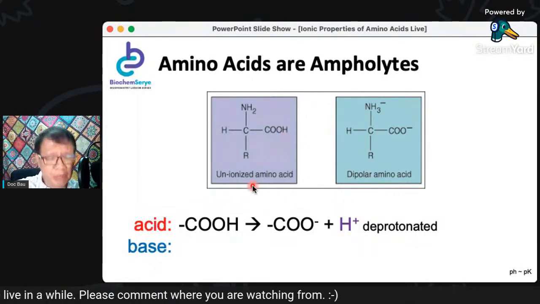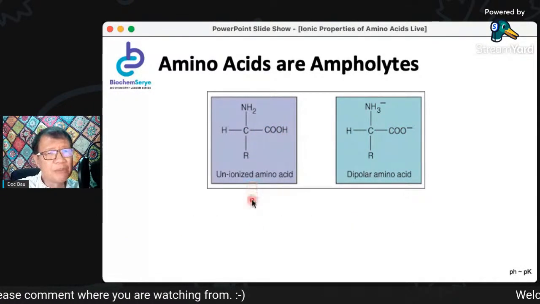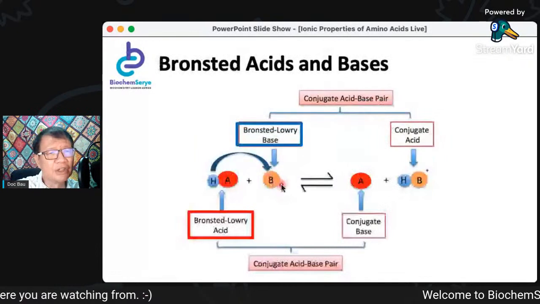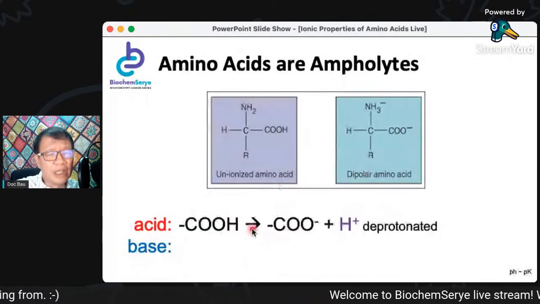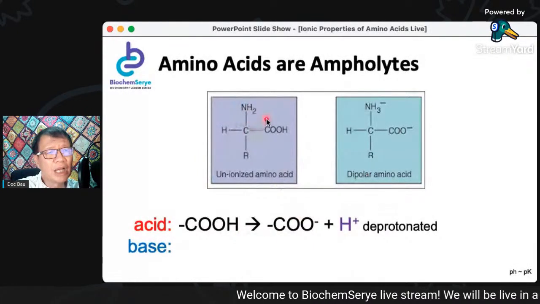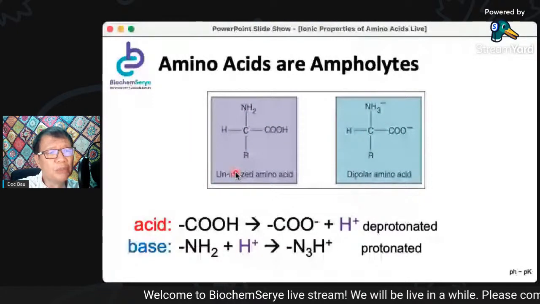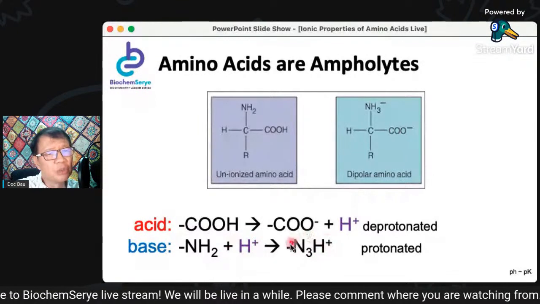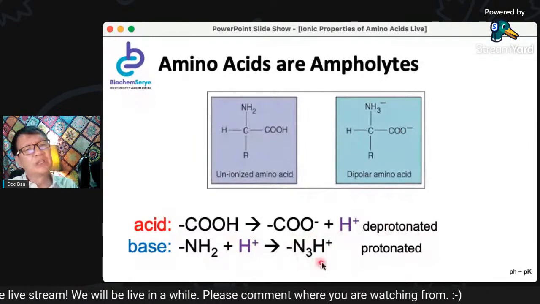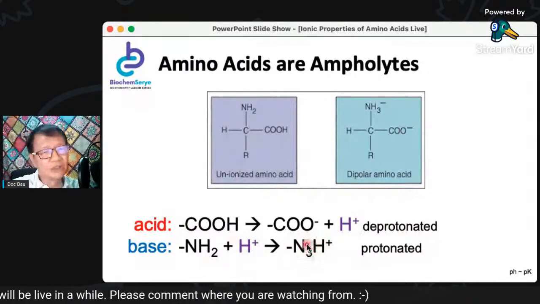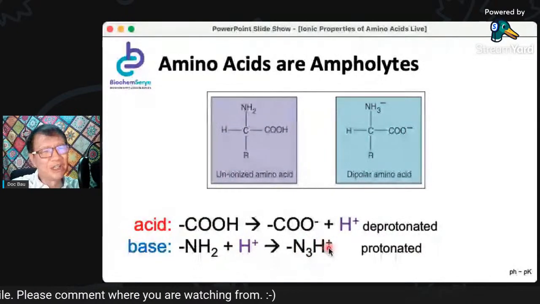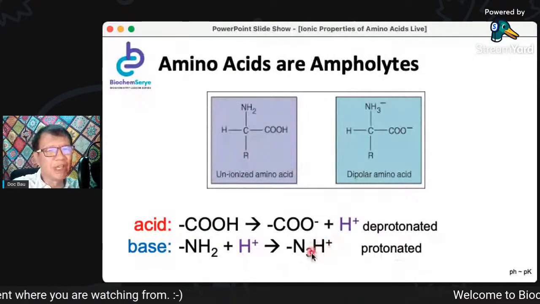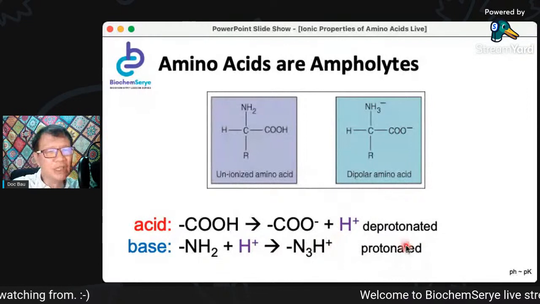And what is a Bronsted base? A Bronsted base is something that can accept a hydrogen ion or a proton. In your amino acid, what will act as your Bronsted base is your amino group. Your amino group can accept a hydrogen ion or proton. It will become your protonated ammonium ion, NH3 positive. NH3 positive, that is protonated.